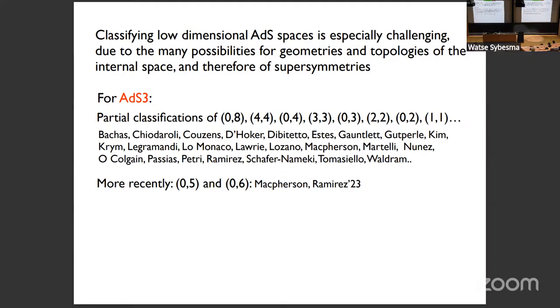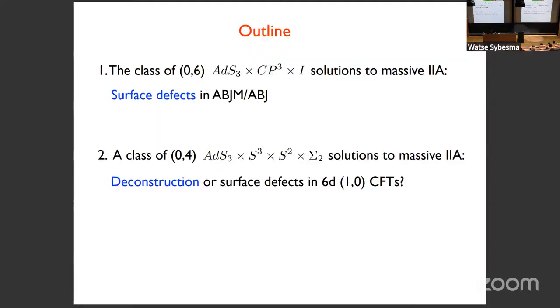Here, I'm going to be interested mainly in some recent classification of AdS3 solutions that preserve 0.5 or 0.6 supersymmetries that were constructed by McPherson and Ramirez a couple of years ago. I will mostly be concerned with this 0.6 case. So let me be more concrete and give you the outline of the talk.